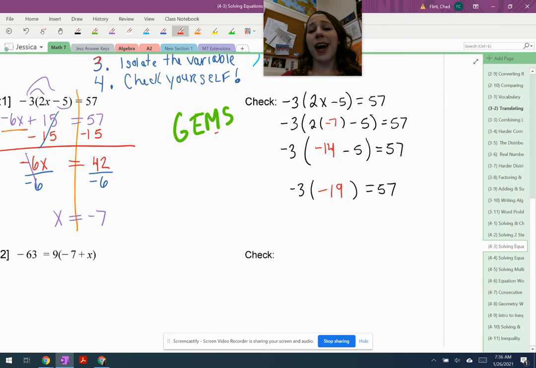Now notice, guys, how I know it's supposed to be equal to 57, but if I'm just making the assumption that it's equal, I'm really not checking to see if my math was correct. So don't just cheat that. Actually make sure you're doing the math in the calculator to make sure that it works out.